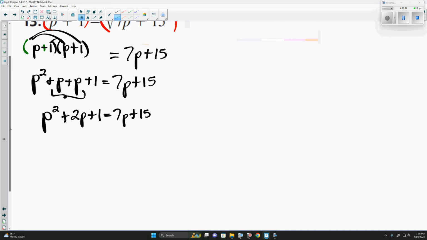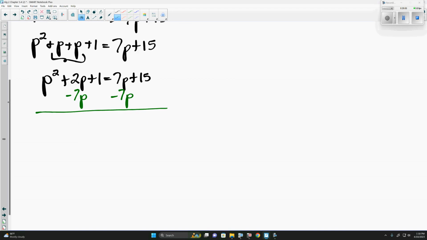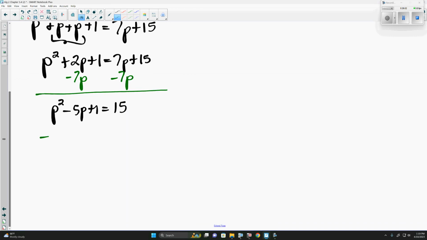Yeah, Wyatt. Give us a second to write it out. Questions on how we got to this point here? Now, yes, at this point we need to get this equal to zero. So we can subtract 7p from both sides, which will tell us that p squared minus 5p plus 1 is equal to... p squared minus 5p minus 14 is equal to zero.